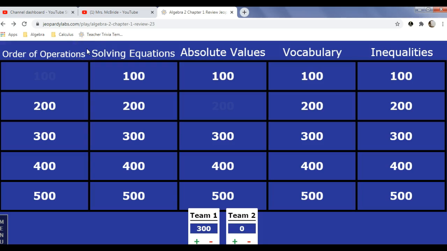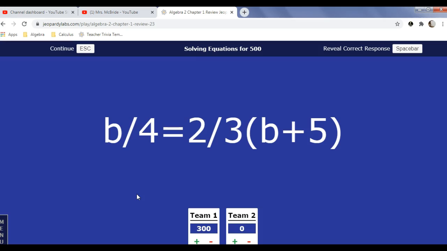Okay, category and points fall to team 1. Okay, go big or go home, I guess. Solving equations for 500. You picked it. So that's b divided by 4 equals 2/3 times quantity b plus 5.